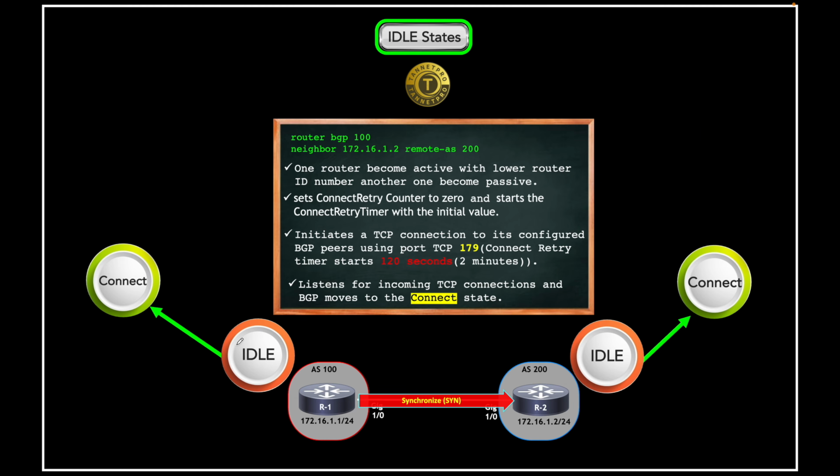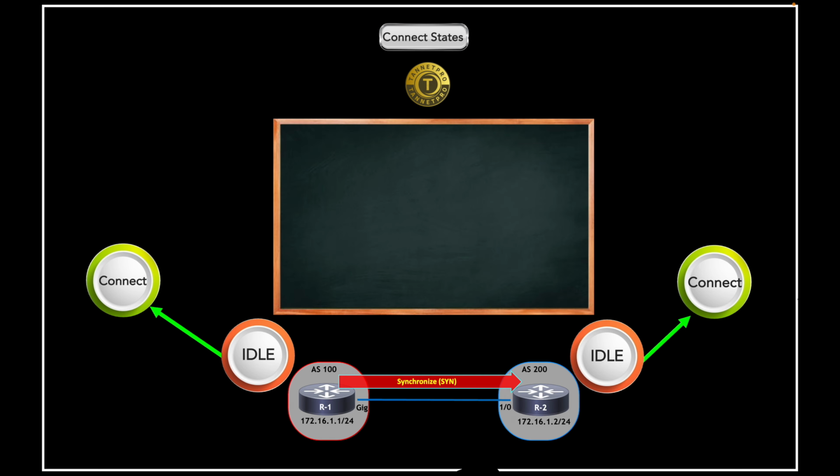Now, we understand the idle state: when it gets formed, what port it uses, what the connection retry timer is, and when it changes its state from idle to connect, right? Now, let's move to the next state, connect state. Yeah, now we are in connect state. Here I will explain what happens exactly in the connect state.